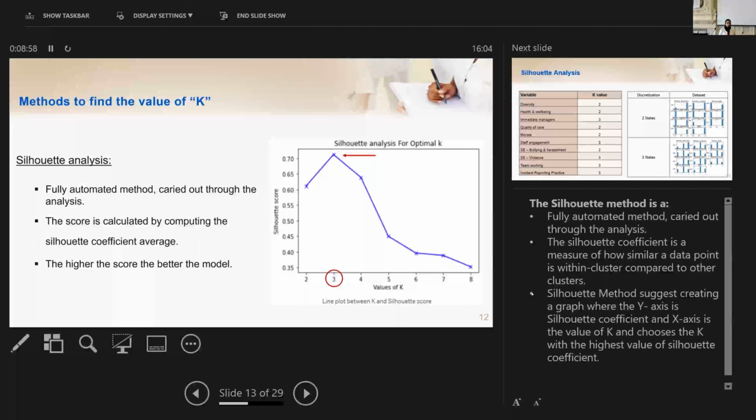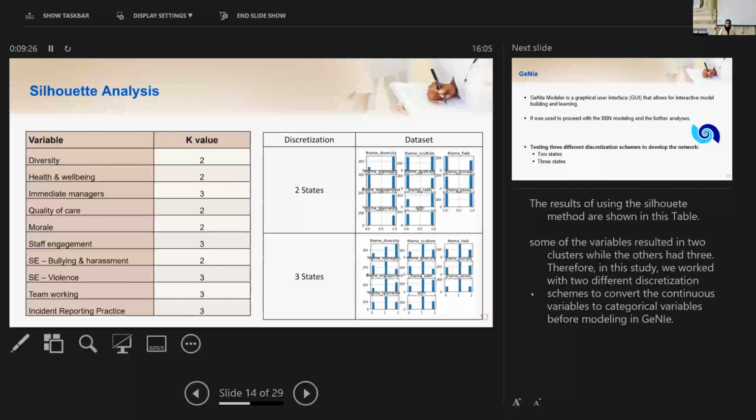The Silhouette method is a fully automated method carried out through analysis. It finds the Silhouette coefficient, which is the measure of how similar a data point is within a cluster compared to other clusters. The output of this analysis gives us a graph, where the y-axis is the Silhouette coefficient and the x-axis is the value of k. For example, for this variable, it shows that the value of k is 3, which is the highest Silhouette coefficient. The result of using this method is shown here in this table. As we can see, some of the variables resulted in 2 clusters, while the others had 3.